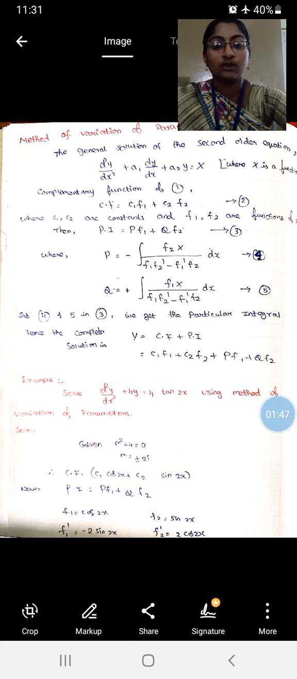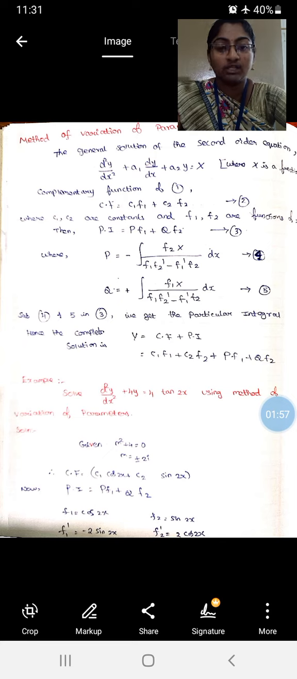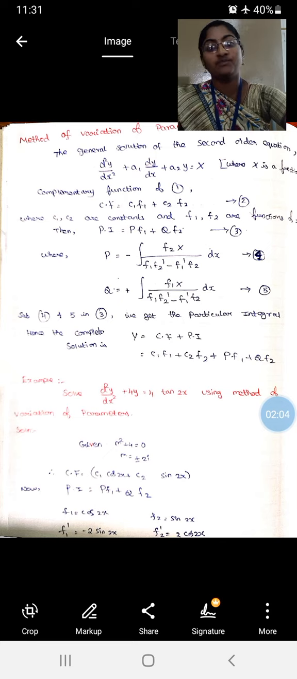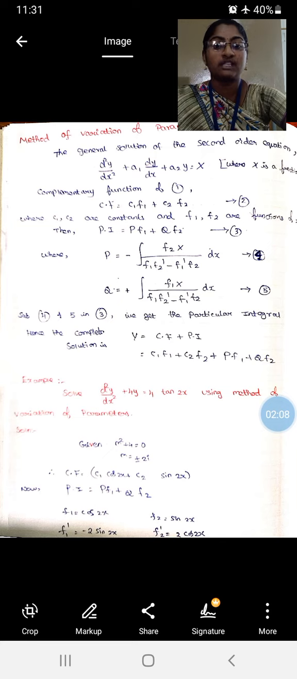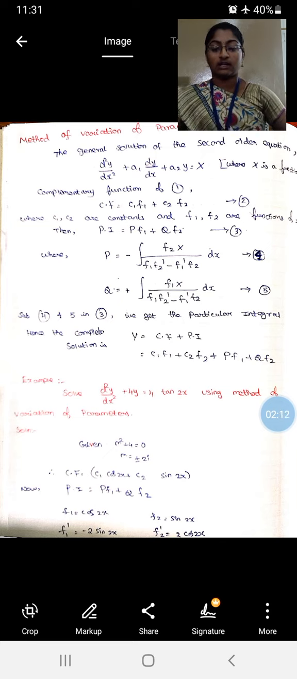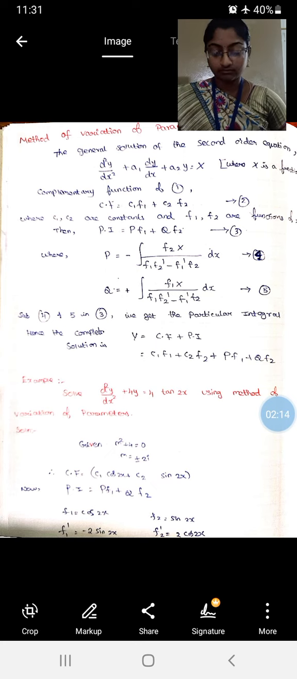So in general, the complete solution is y equal to the complementary function plus the particular integral. Here we know that the complementary function is c1 f1 plus c2 f2, and the particular integral is p f1 plus q f2. So usually in our question, using the question, we will find the values of p, q, f1, f2 and everything. Okay, let's see the example.